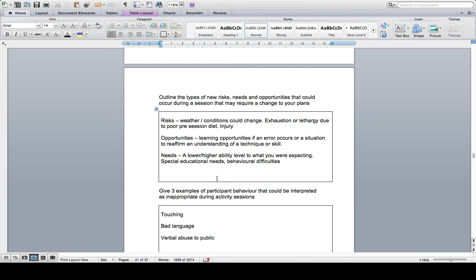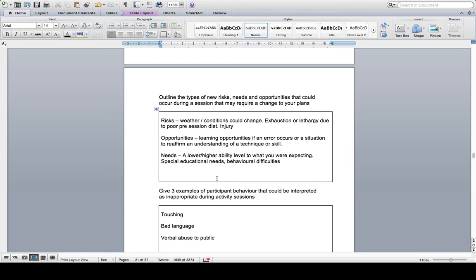Okay, and as we've mentioned before, the needs. You may realise that your group has got a higher need than what you first thought, or they don't have as high needs as you first thought, and therefore you can change your plan to make it either more difficult, or you can change your plan to make it a little bit easier. And you can do that in a variety of different ways. In a gym, obviously make weights lighter.